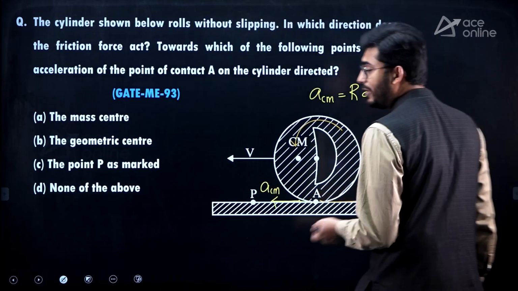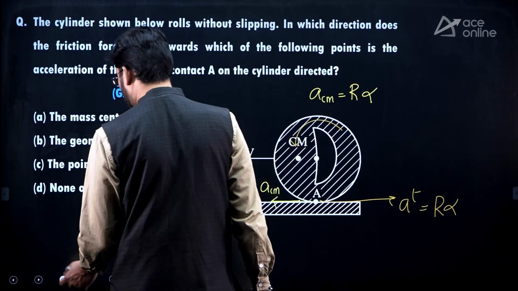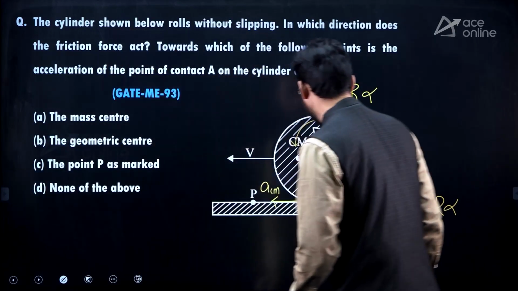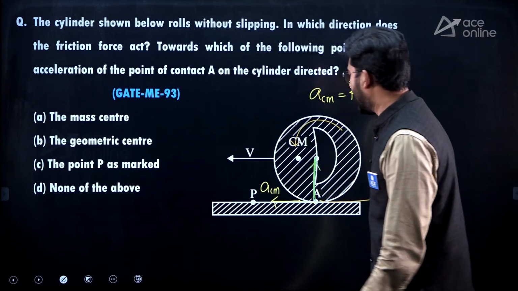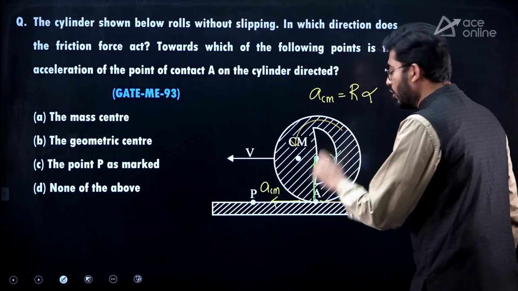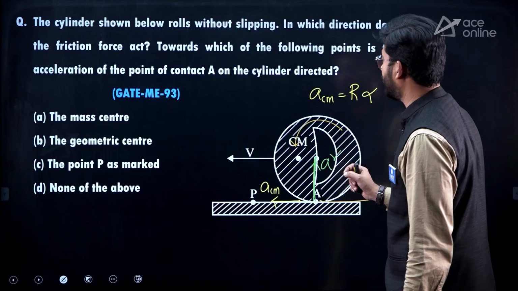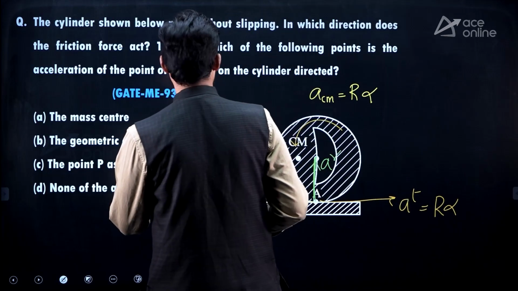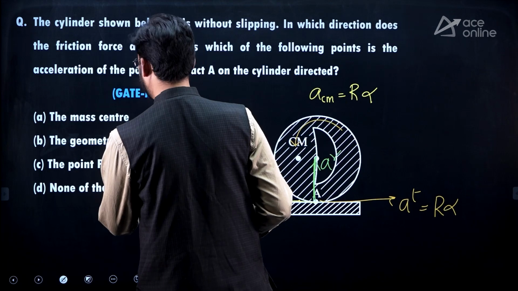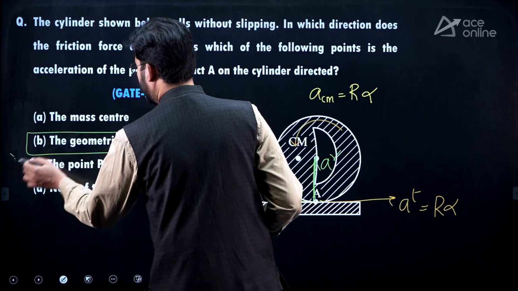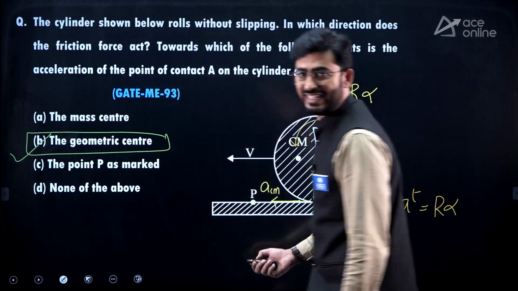So these two are going to nullify and we will be left with only one component of acceleration, and that is directed towards the center of mass of the disk. That is, radial acceleration will only be there at the point of contact. That is, the acceleration of the point A on the cylinder is directed towards the geometric center. So option B is the answer.